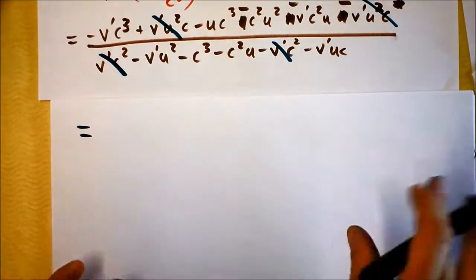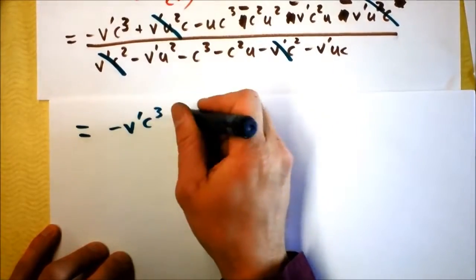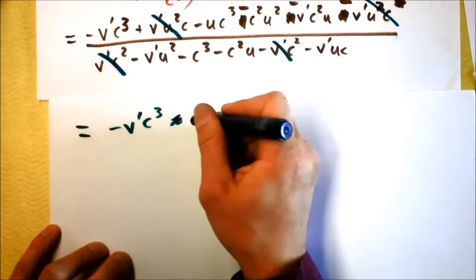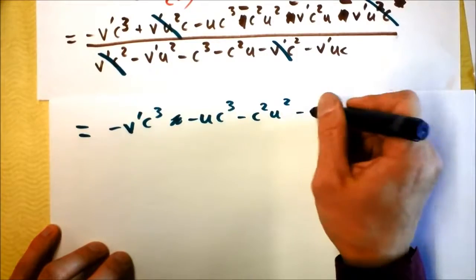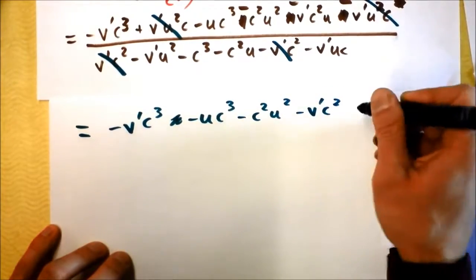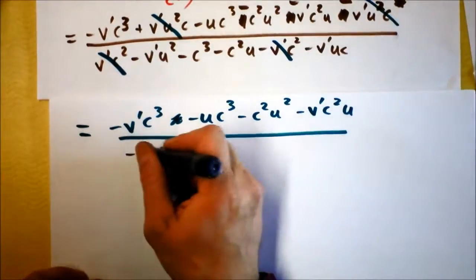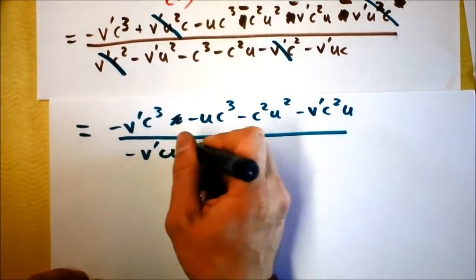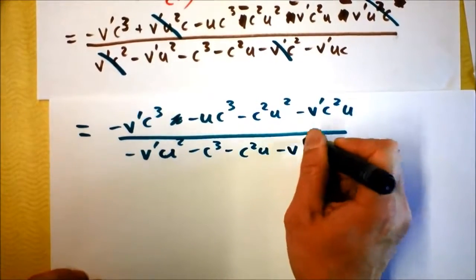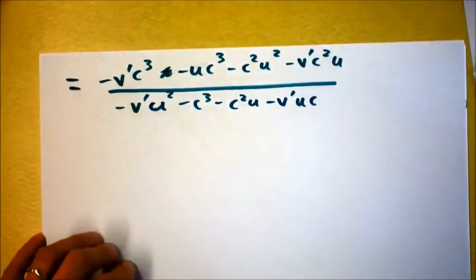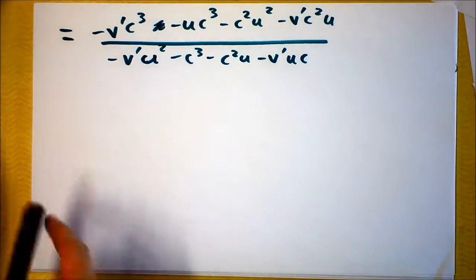I'm actually going to just write it all out here as we clean this up. It's minus v prime times c to the third plus minus u times c to the third minus c squared u squared minus v prime c squared u, and then that's, oh man, just 4 terms in the numerator, ain't no thing. V prime, so that's multiplied by u squared minus c to the third minus c squared u minus v prime u c. No problem at all, you see? Yes, I see. I think we should go to blue.